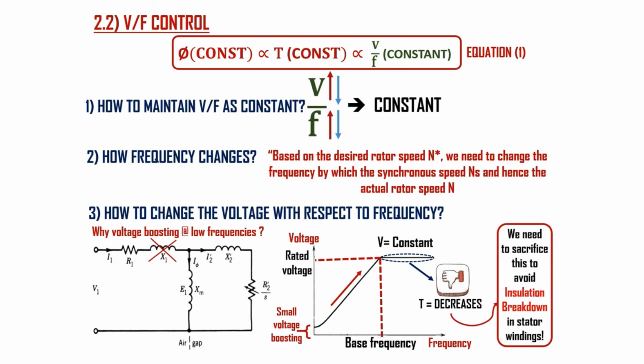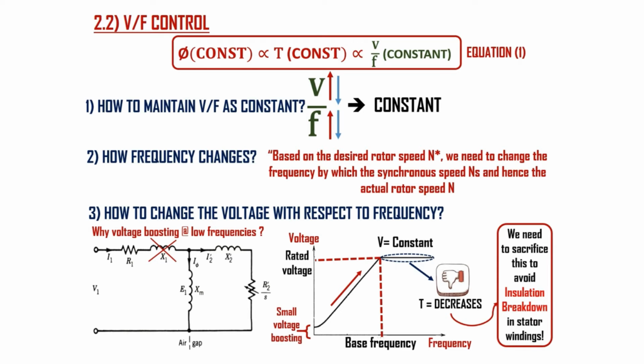Usually, voltage applied to the motor should not increase beyond the rated voltage to avoid insulation breakdown in stator winding. So beyond the rated voltage or base frequency, the voltage will be maintained constant. So we will not be able to maintain the V by F ratio as constant, and hence the maximum available torque decreases in this region with increase in frequency.